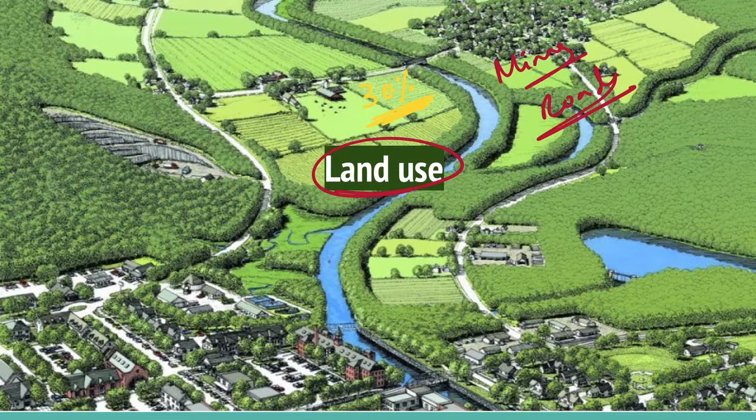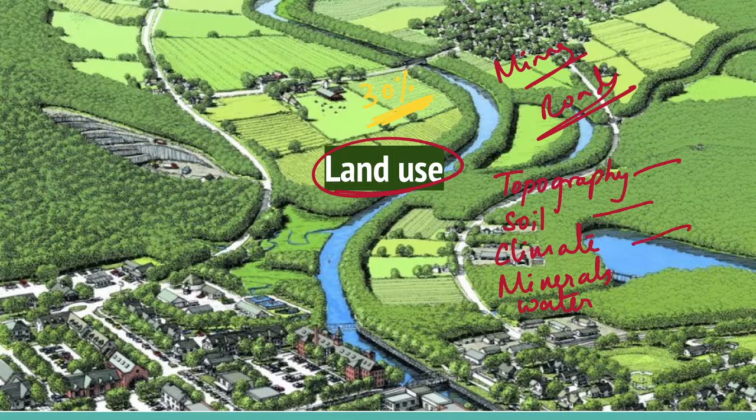The use of land is determined by physical factors such as topography, soil, climate, minerals, and the availability of water. Human factors such as population and technology are also important in determining the land use pattern.